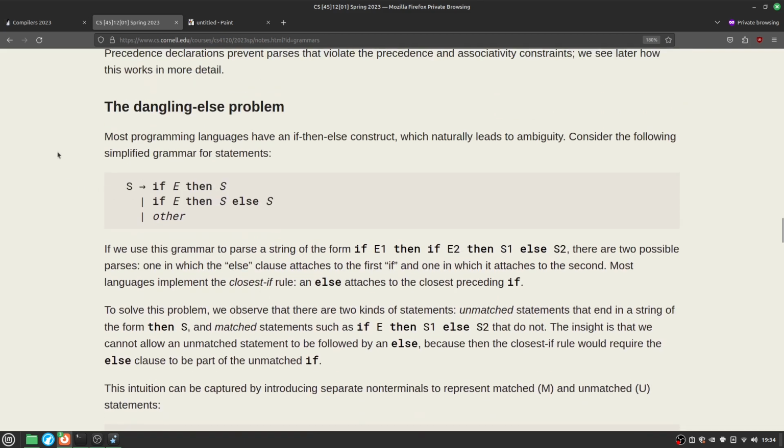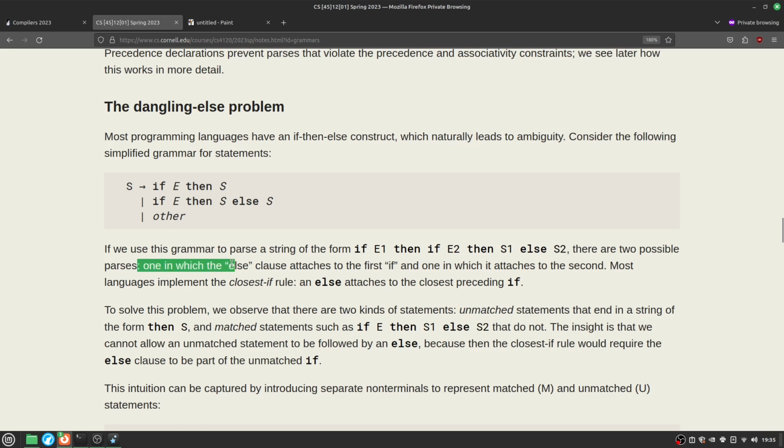The dangling else problem. Most programming languages have an if-then-else construct, which naturally leads to ambiguity. Consider the following simplified grammar for statements. S is if E then S, or if E then S else S, or some other value. If we use this grammar to parse a string of the form if E1 then if E2 then S1 else S2, there are two possible parses.